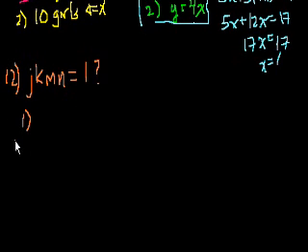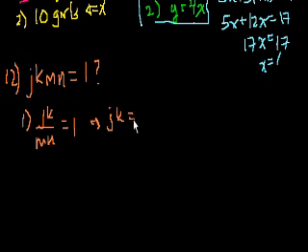The first statement they give us is JK over MN is equal to 1. Let's see, we could do a little algebraic manipulation. Multiply both sides by MN. You get JK is equal to MN. Right? I just multiplied both sides by MN. But that really doesn't help me. I mean, that just tells me that this part is equal to this part.